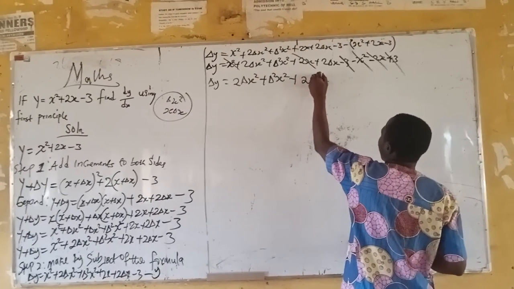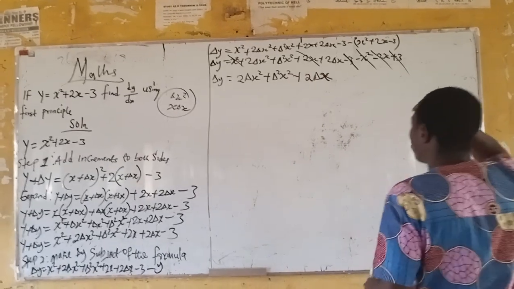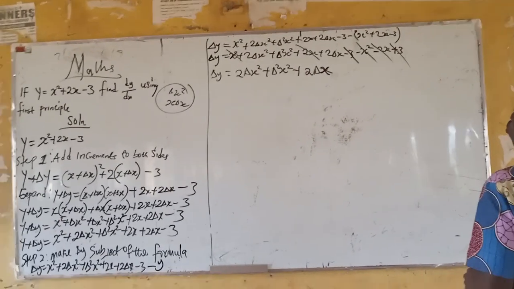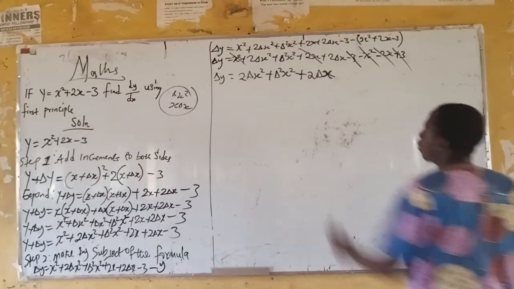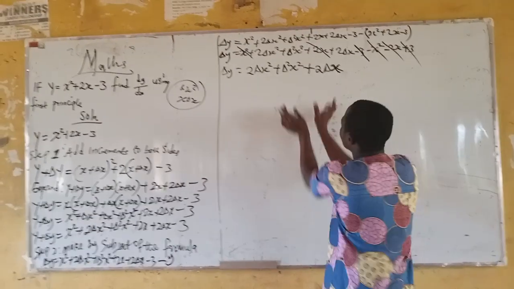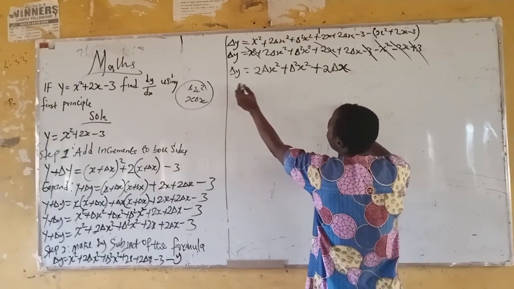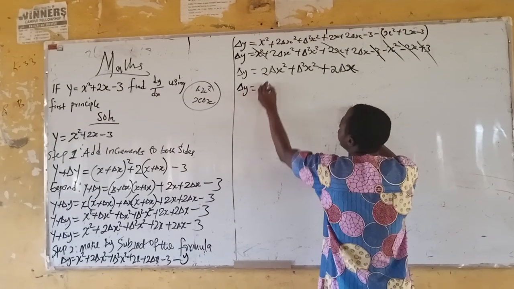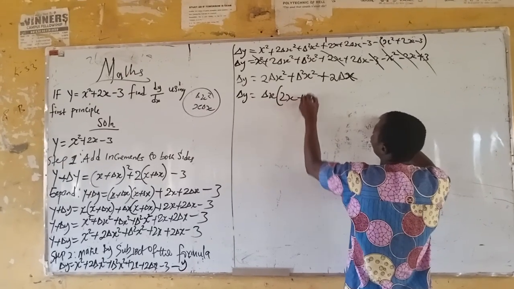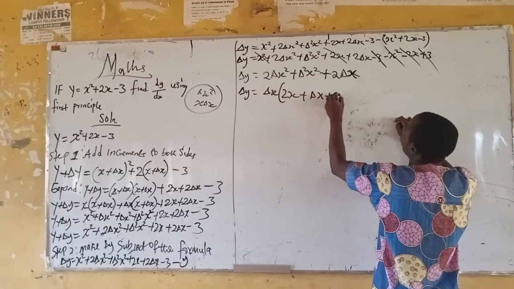That is what we are left with: 2x delta x plus delta x squared plus 2 delta x. So we are going to take the common factor. Guys, we are going to take the factor of this out. That is the delta y is what? Delta x. If you take delta x out, it's going to be delta x times 2x plus delta x plus 2.